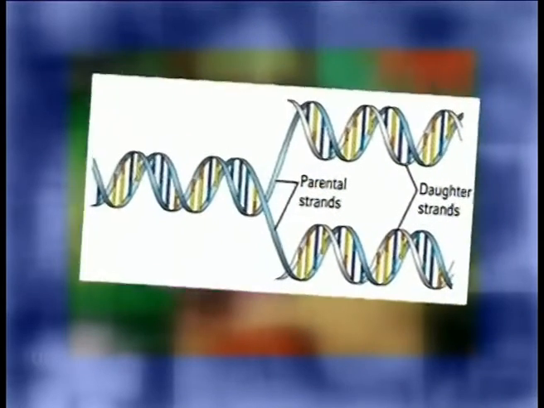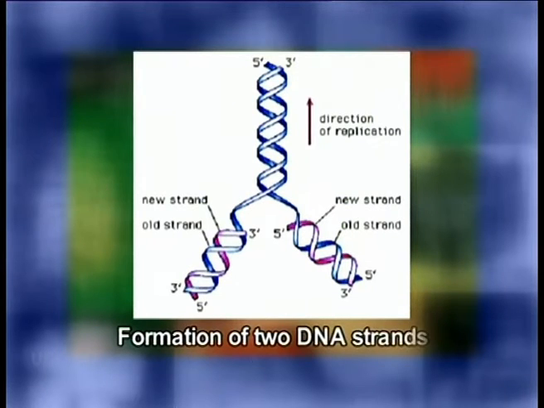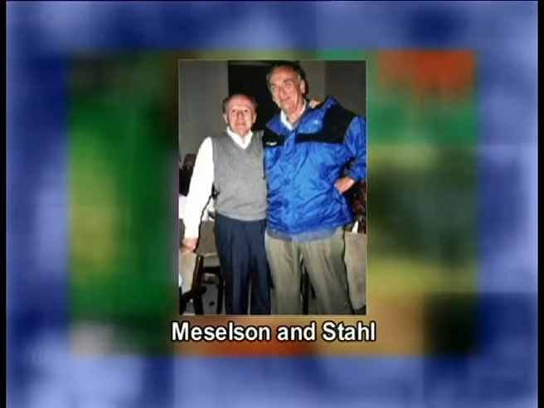Semi-conservative DNA replication. In semi-conservative replication, each DNA strand serves as a template for the synthesis of a new strand. As a result, two new DNA molecules will be formed, each with one new strand and one old strand. Watson and Crick proposed the hypothesis of semi-conservative DNA replication, which was proved by the experiments of Meselson and Stahl in 1958.